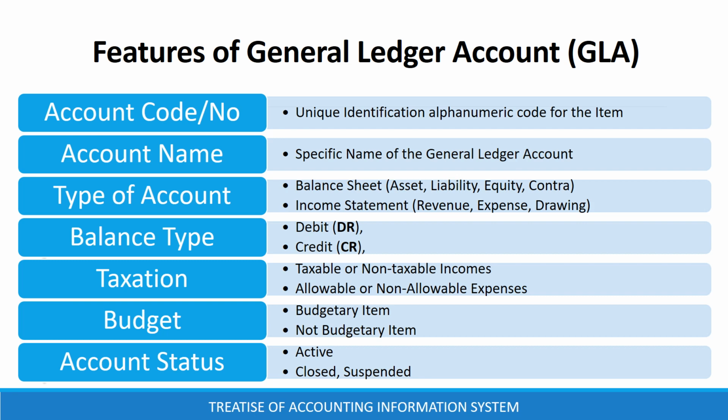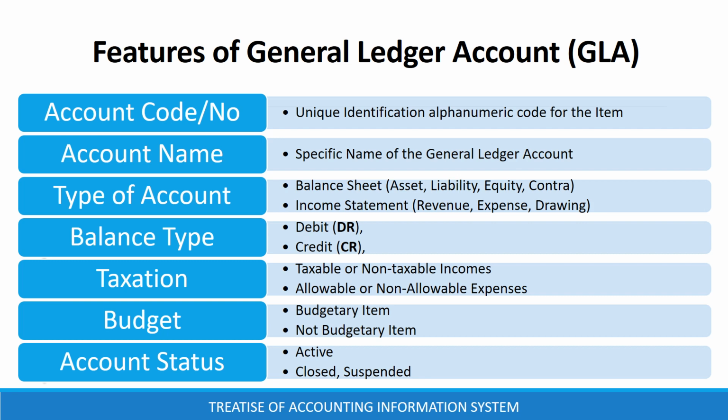The type of the account can either be asset, liability, equity, revenue, expense, or drawings. The type of an account determines whether the account will be used in preparation of the balance sheet or preparation of the income statement. The expected balance type can either be a debit or a credit balance. Drawings, expenses, and assets are expected to have a debit balance, while liabilities, equity, and revenues are expected to have a credit balance.